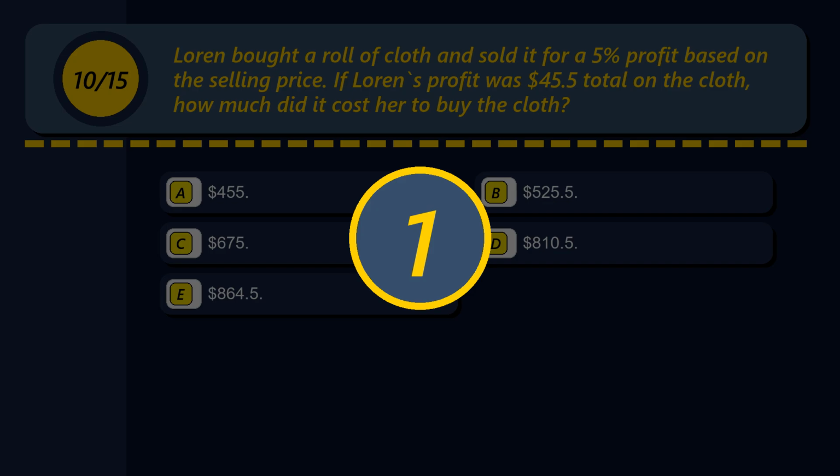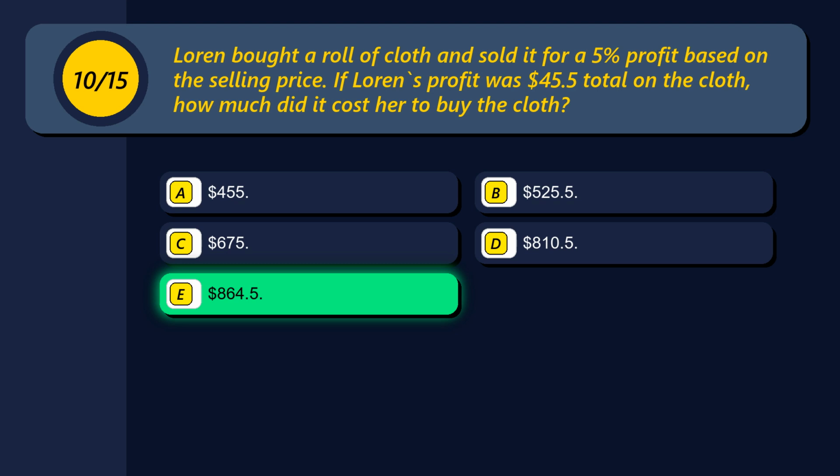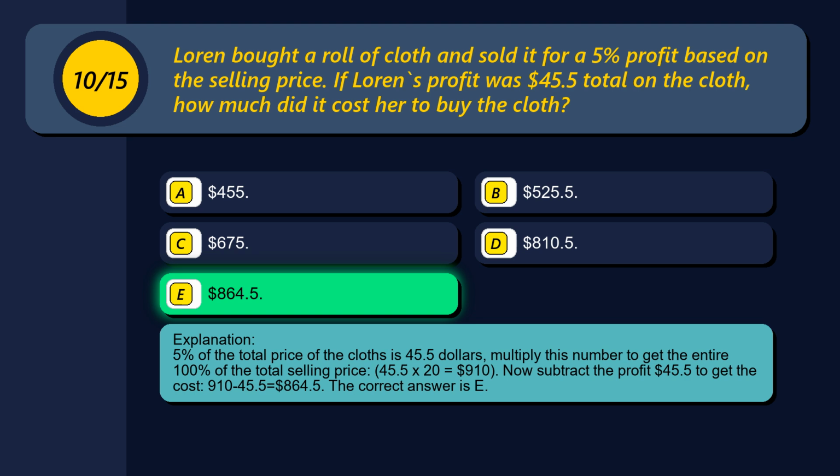The correct answer is option E, $864.50. 5% of the total price of the cloth is $45.50. Multiply this number by 20 to get the entire 100% of the total selling price. 45.5 x 20 equals $910. Now subtract the profit, $45.50, to get the cost. 910 minus 45.5 equals $864.50. The correct answer is E.